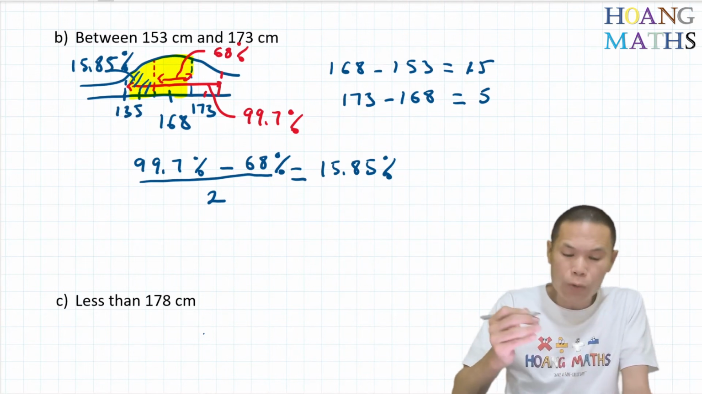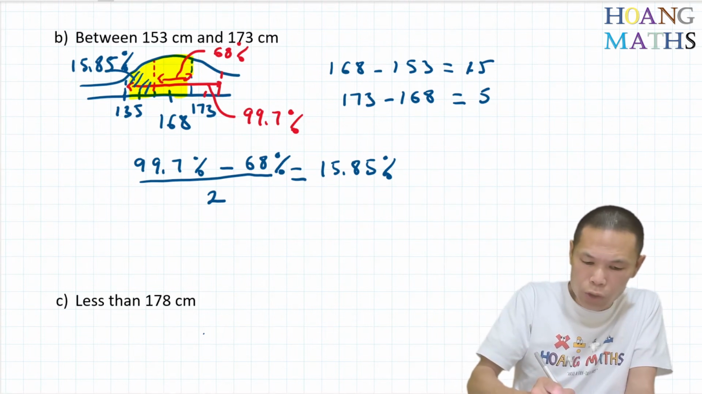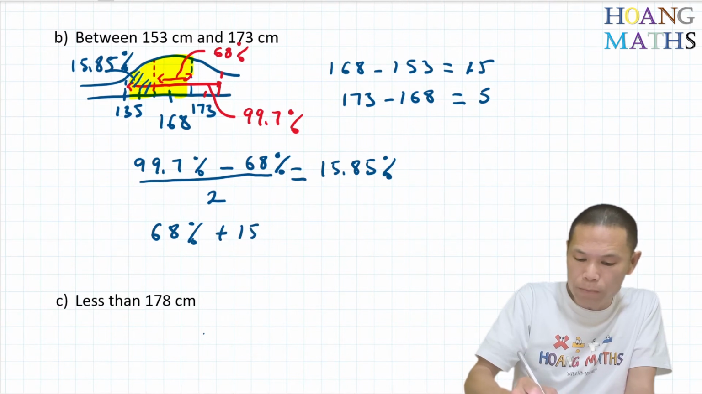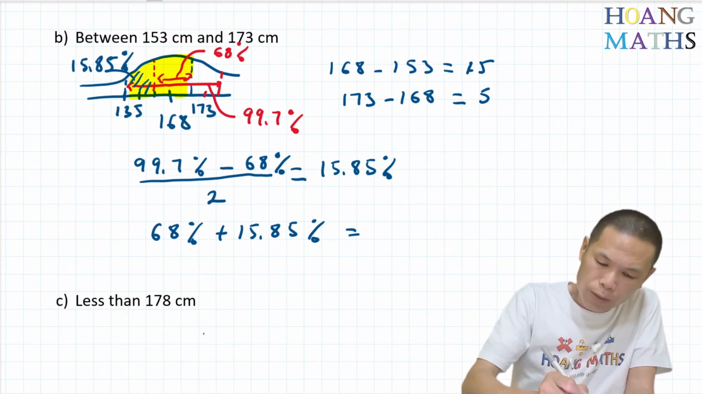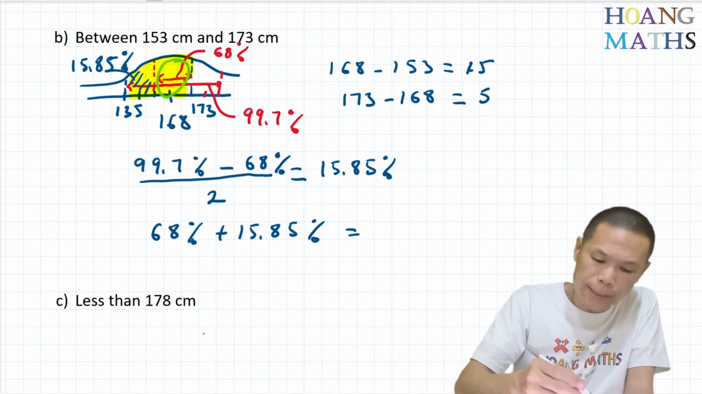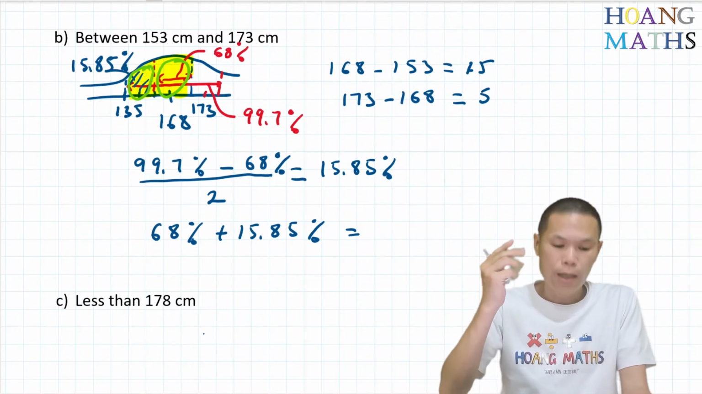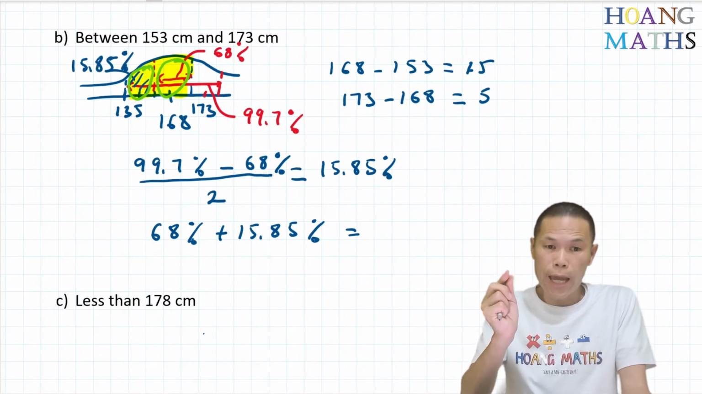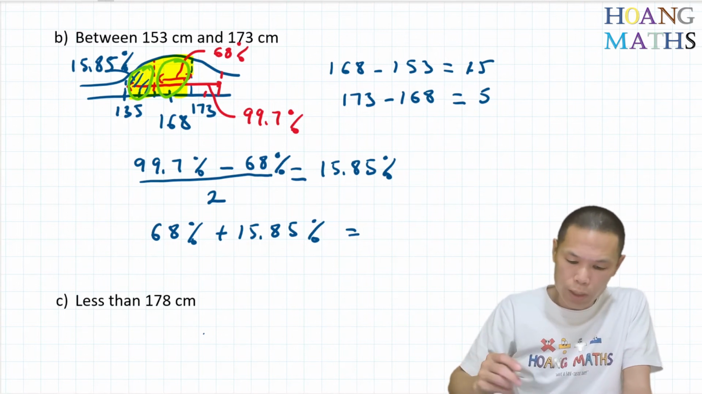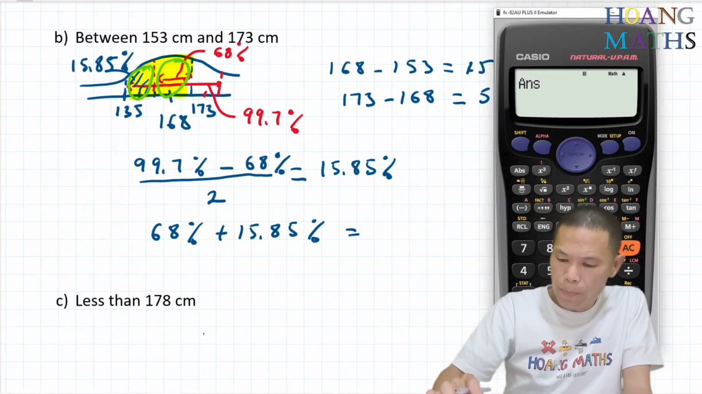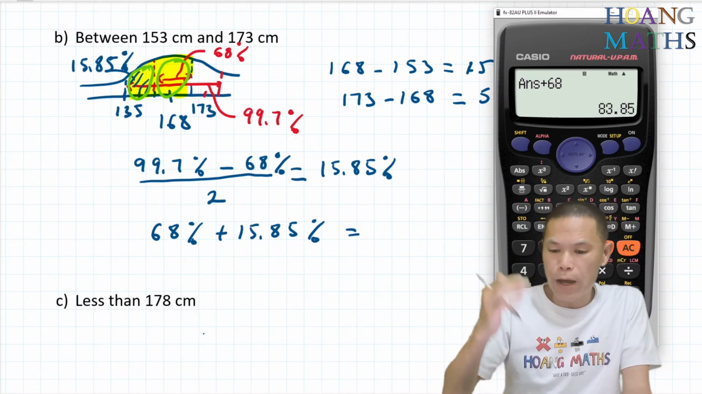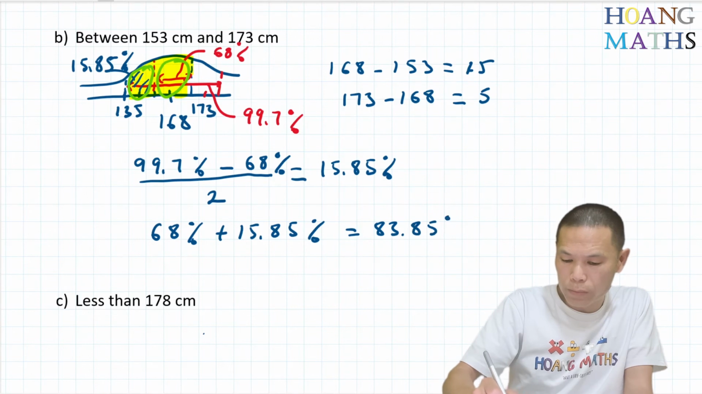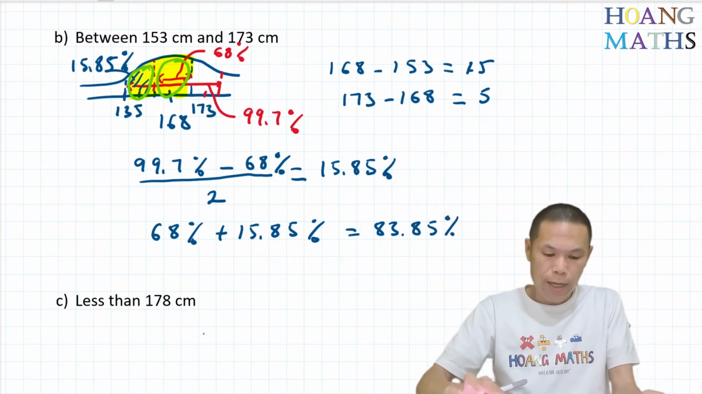So the shaded area that is between 153 and 173, we just go 68% plus 15.85%, because this area here is 68% and this here is 15.85%. So we just add them together. So we just go answer plus 68, and that will give me 83.85. So there you go.